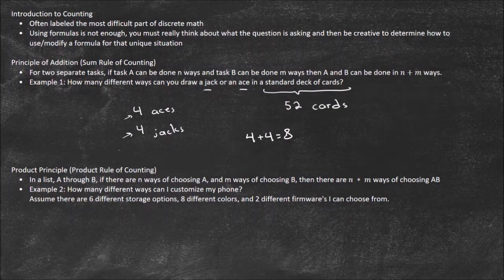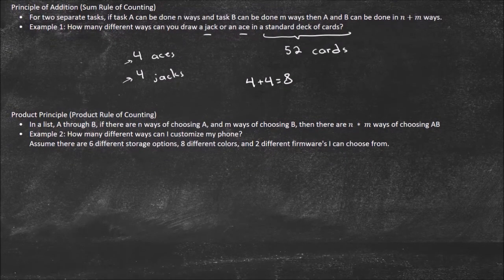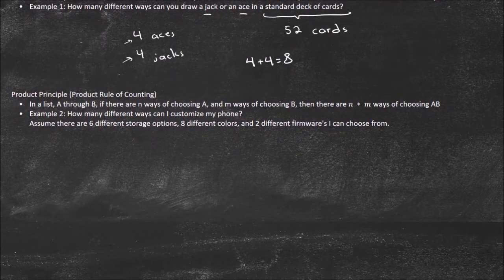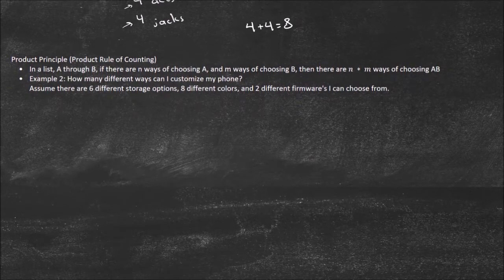Pretty intuitive. The product principle is also intuitive, and this is often called the product rule of counting. So in a list, A through B, if there are n ways of choosing A and m ways of choosing B, then there are n times m ways of choosing A and B.